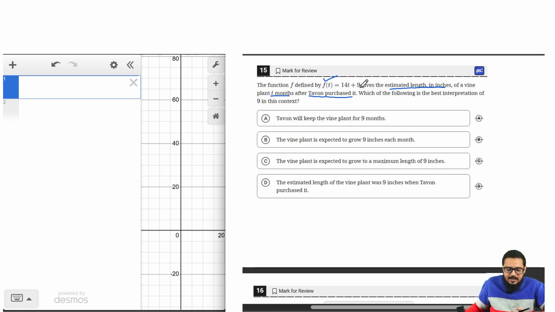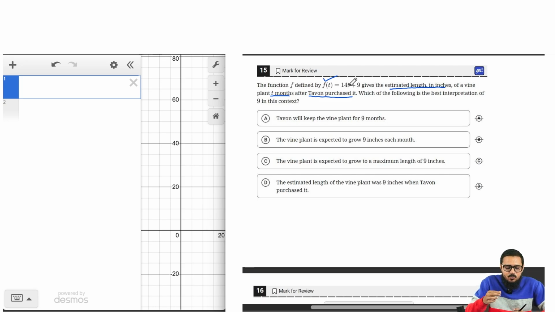So when I'm saying that 9 is my y-intercept, or 9 is the value of estimated length in inches, I'm going to say that this value of 9 occurs once time is 0. When you put time as 0, it actually means this was the height in inches once Tevon actually purchased this plant. You can even look at it this way: if you put 0 over here, 14 times 0 would be 0, plus 9 would give you 9. So how does 9 come up? 9 comes up once you put time as 0.